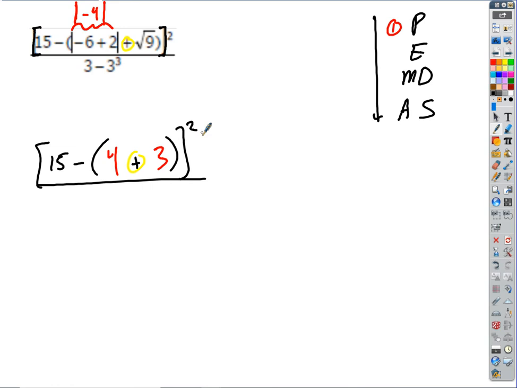Well, why not also, the bottom is separate from the top, isn't it? Why not simplify the bottom while we're at it? So on the bottom, what's the first thing we could do? Exponents, good. So inside the bottom, inside that set of grouping symbols, exponents would come first. So on the bottom, we've got a 3 minus, what is 3 cubed? 27. Good. Okay, so we accomplished a lot there with step 1. Okay, step 2.